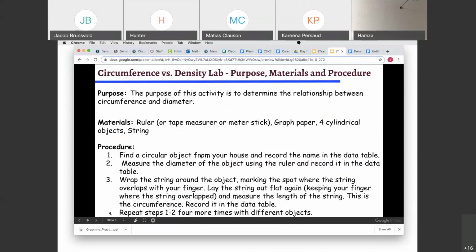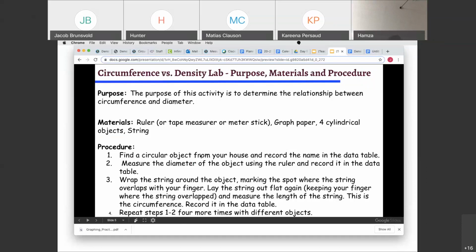All right. So the purpose of this activity is to determine the relationship between circumference and diameter. You're going to be taking circles in your house and measuring the circumference and diameter of those circles. We're going to make that into a table, and then you're going to plot your table onto a graph, and then we're going to use that to determine what the relationship is between circumference and diameter.